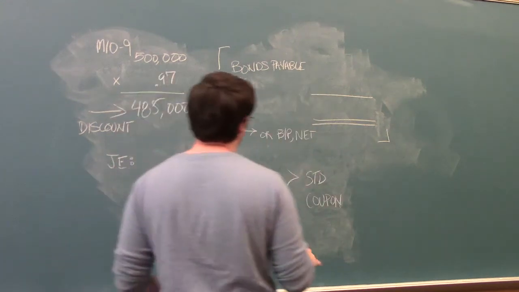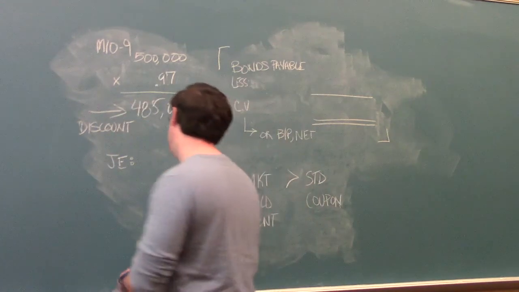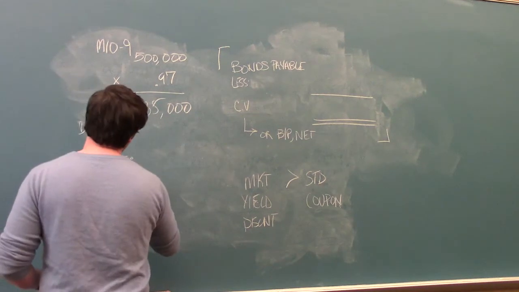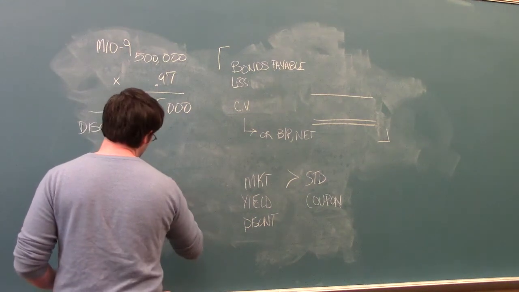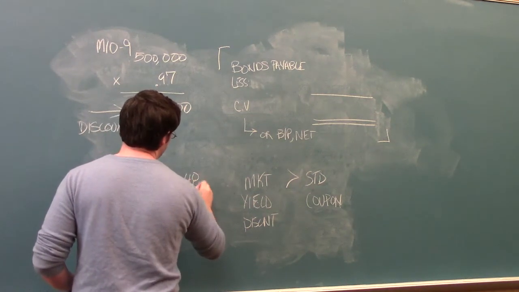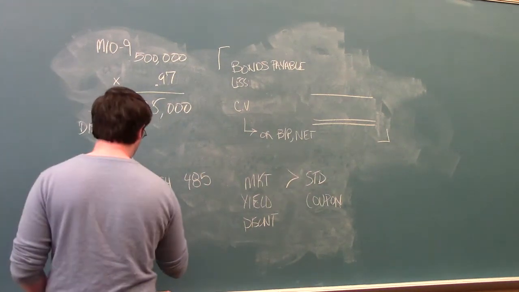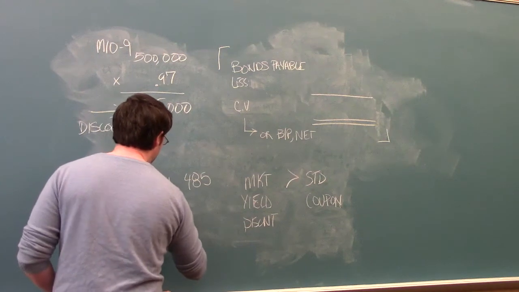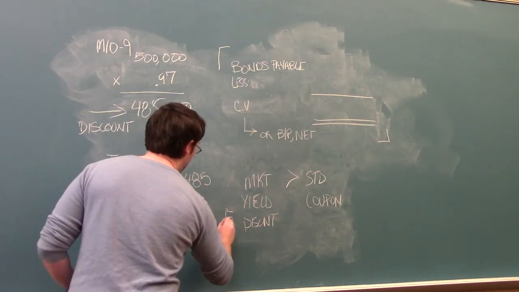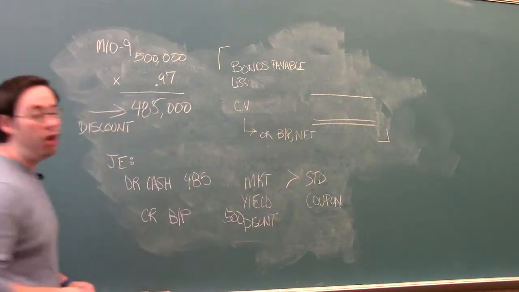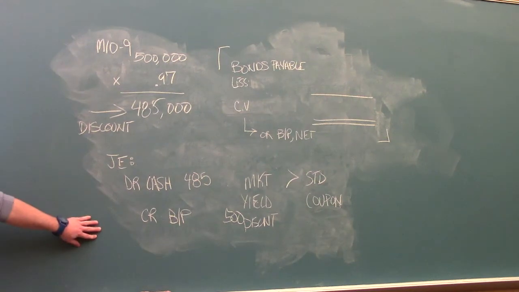If we were to do a journal entry here, we would debit cash because we get cash. That amount would be 485. We would credit bonds payable. Whenever we credit bonds payable, it's always the face value.